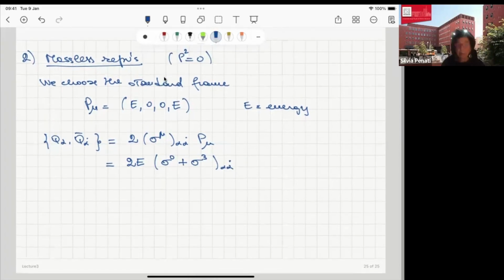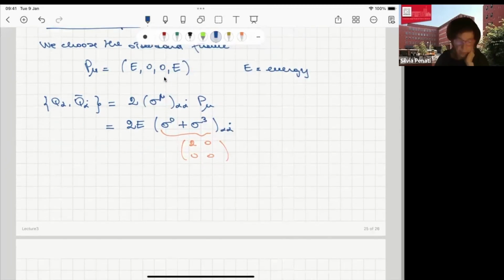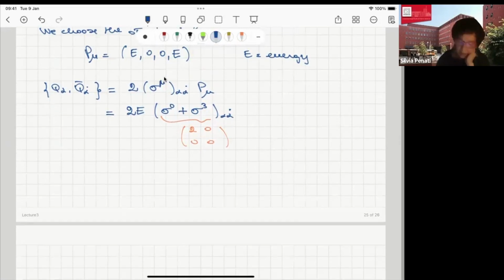Okay, but remember sigma 0 is the identity, sigma 3 is sigma 3. So what you get here is the matrix 2, 0, 0, 0, which has as the only non-vanishing component the entry 1, 1 dot. Okay. Therefore, this time, that's why people typically do the massless case first, because it can be easier. Therefore, this time what we get is that Q1 Q bar 1 dot is equal to 4E, whereas Q2 Q bar 2 dot is equal to 0.